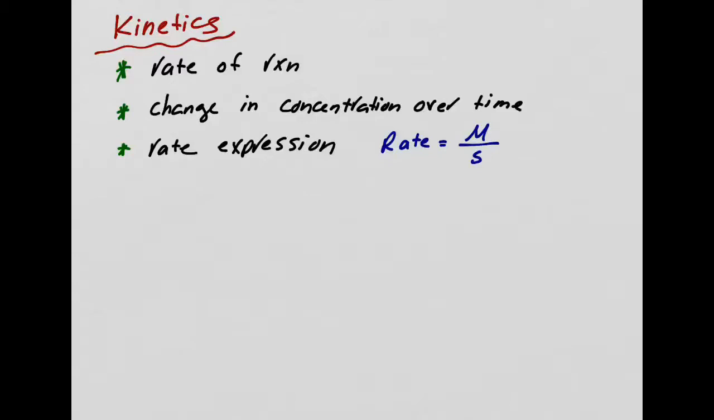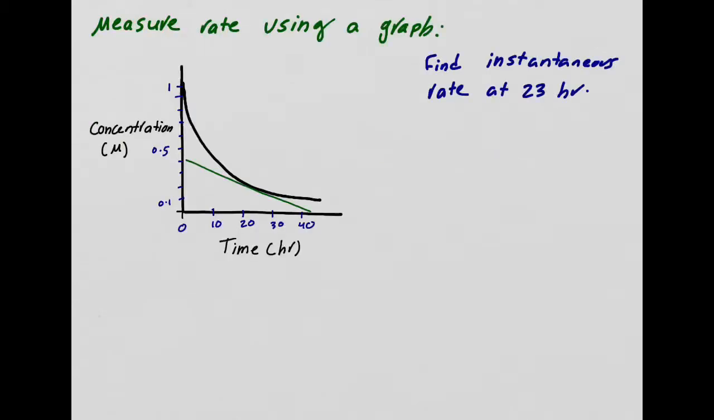Now let's continue. The next thing I want to talk about is how we measure rate using a graph. Right here, I have a graph. Concentration versus time. My time is hours, concentration is molarity. And I ask you to find the instantaneous rate at 23 hours. Now let's go over how you would do this. I'm going to break it down into steps, okay?